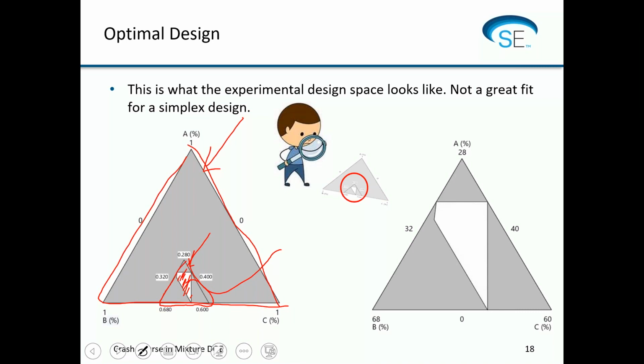Notice how this is not a great candidate for a simplex lattice design. If I wanted to do a simplex lattice design, I'd have to somehow force a triangle here. So what I'm going to do is magnify this space now and zoom in and look at this. So this gives me a little more resolution here.